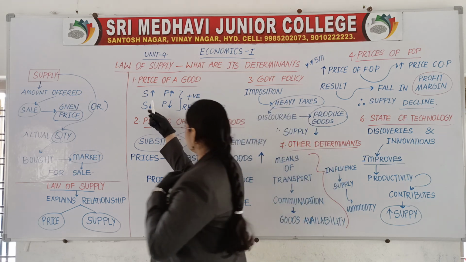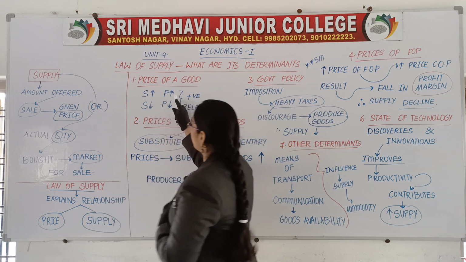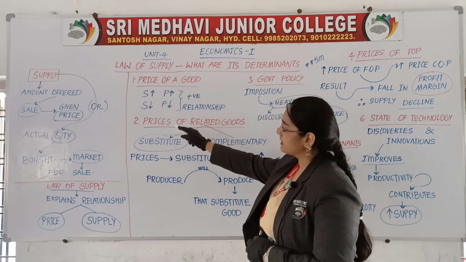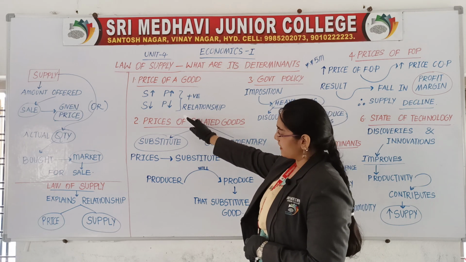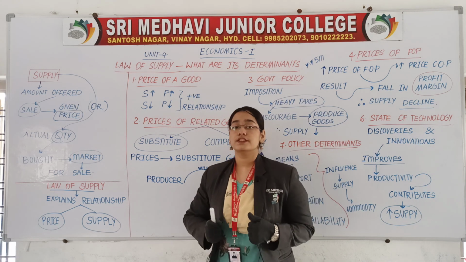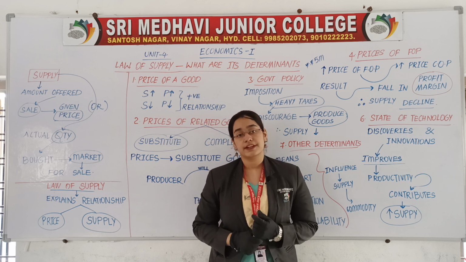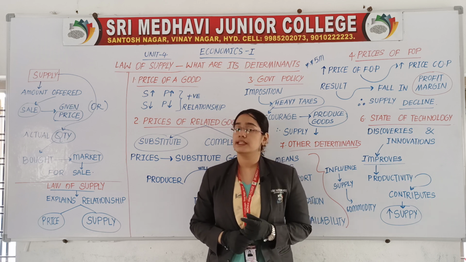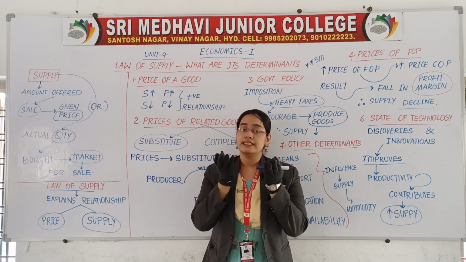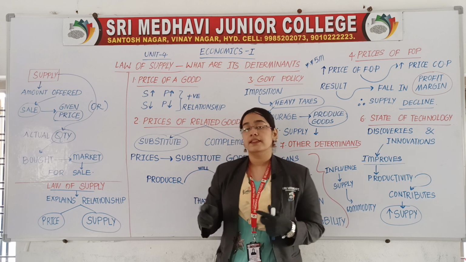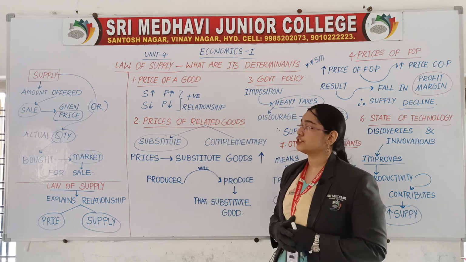Whenever the supply is high, the price will also be high. Whenever the supply is less, the price will also be less. This is called a positive relationship. As I said just now, when both increase or both decrease, that is a positive relationship.